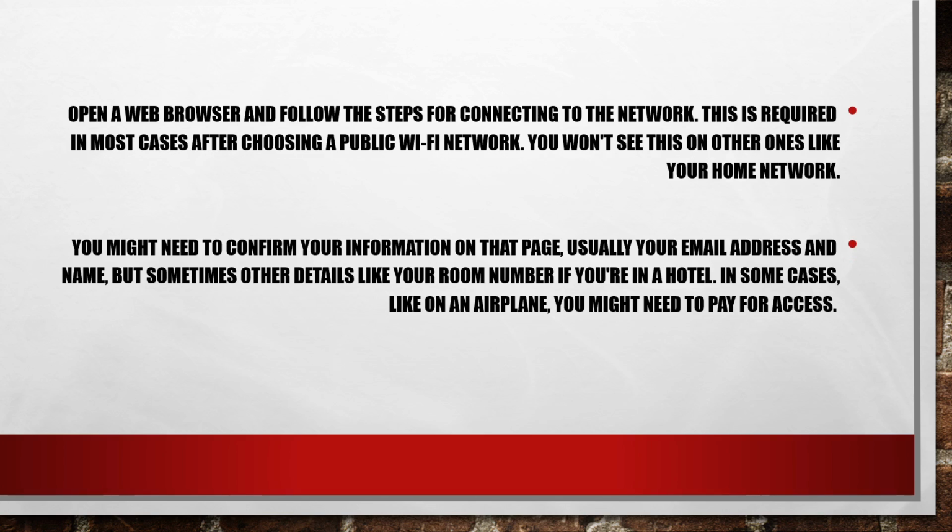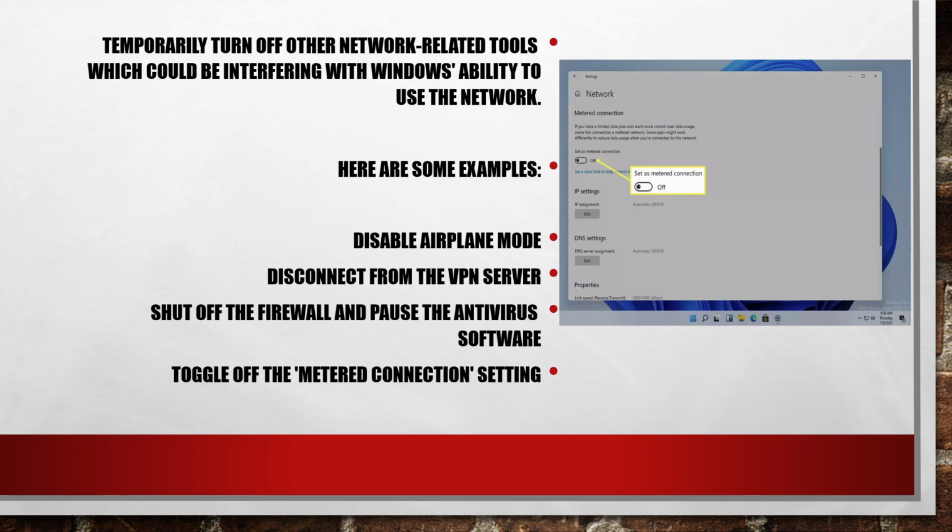Open a web browser and follow the steps for connecting to the network. This is required in most cases after choosing a public Wi-Fi network. You won't see this on other ones like your home network. You might need to confirm your information on that page, usually your email address and name, but sometimes other details like your room number if you are in a hotel. In cases like on an airplane, you might need to pay for access.